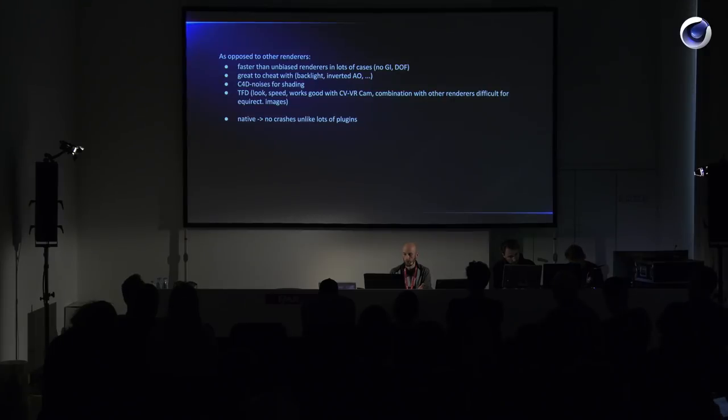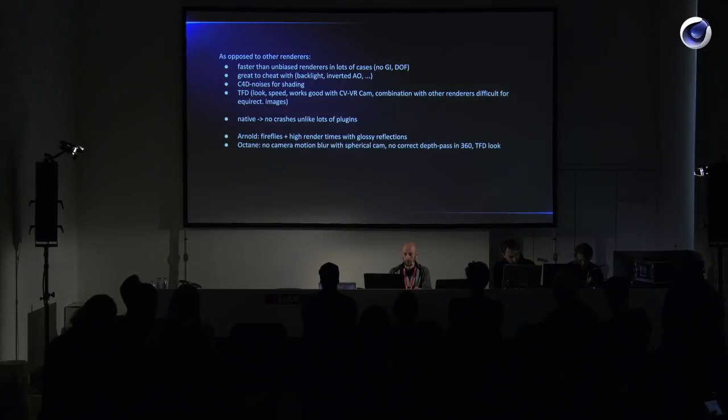Then, no crashes, like lots of plugins cause, which is important, of course. I tried, for example, Arnold, which gives me a lot of fireflies and high render times with glossy reflections when using the spherical cam. Octane had no camera motion blur with the spherical cam, and it doesn't have a correct depth pass in 360. It's only in one axis, but I need it in all directions. And the Turbulence FD look that I mentioned.